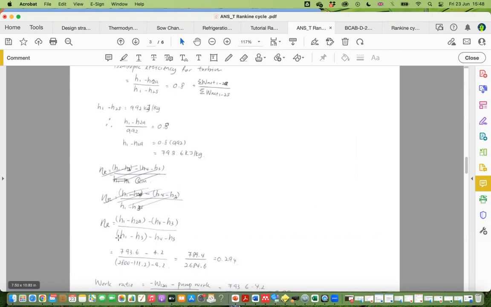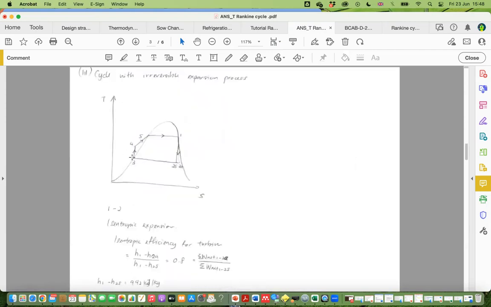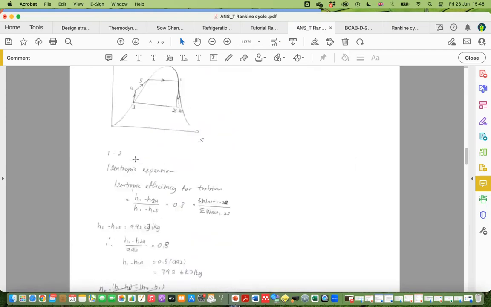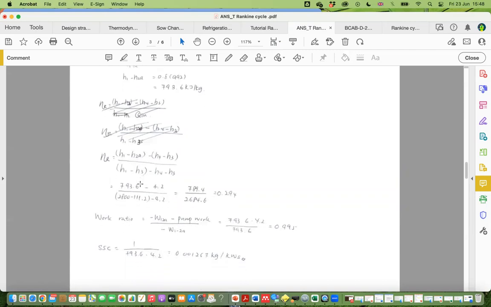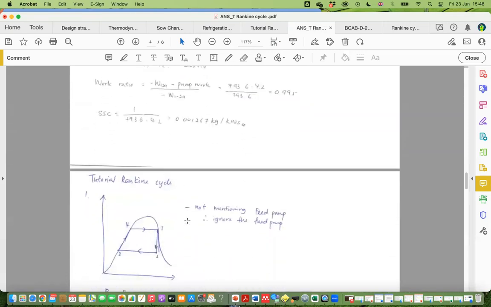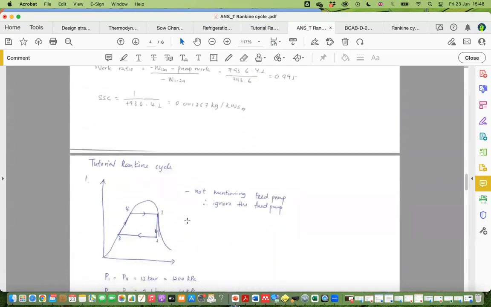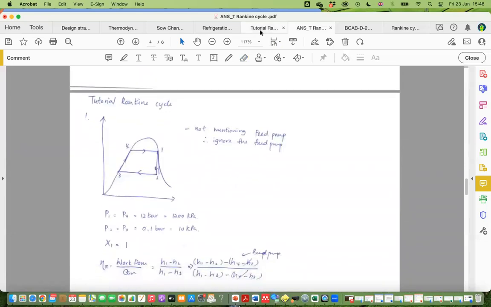And H1 minus H3 is pretty straightforward because H3 is stuck here. So you just need to find the HF at the low pressure. Plug everything in, you can get the efficiency. Same thing with this. And then compare the performance. Which one is better? It's quite straightforward. Okay.